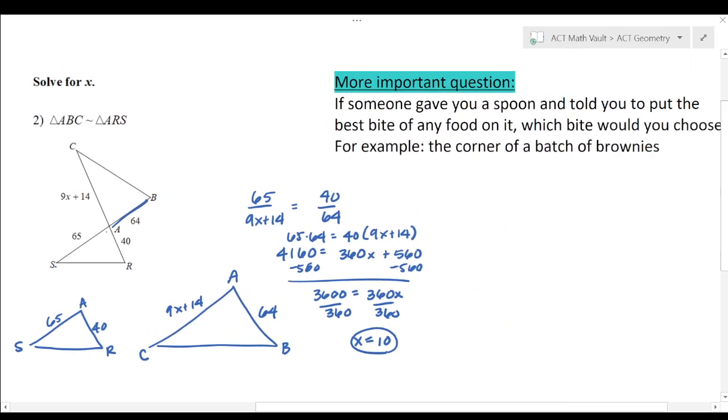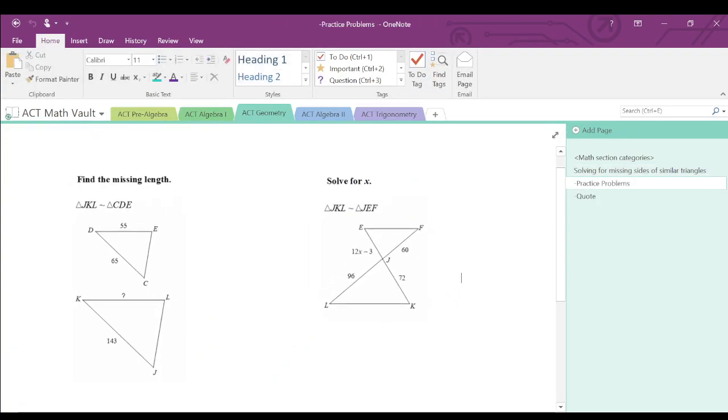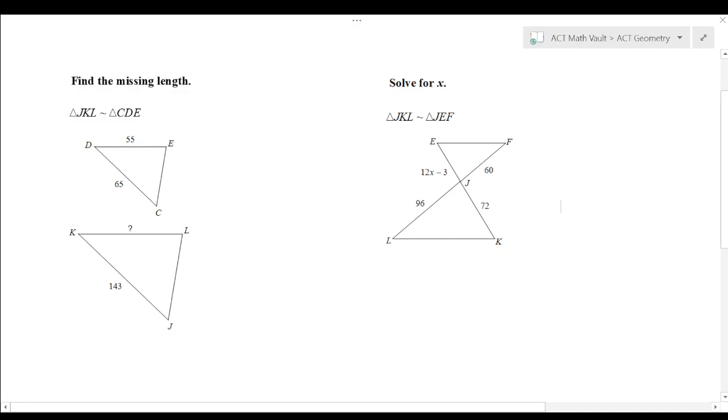Okay, so next, here are some practice problems. The first one's a little bit easier, and the next one is a little harder because we have one flipped on top of the other. So for this easier one, think of the proportion like small to big. But for this one, I recommend drawing out your smaller and your bigger.